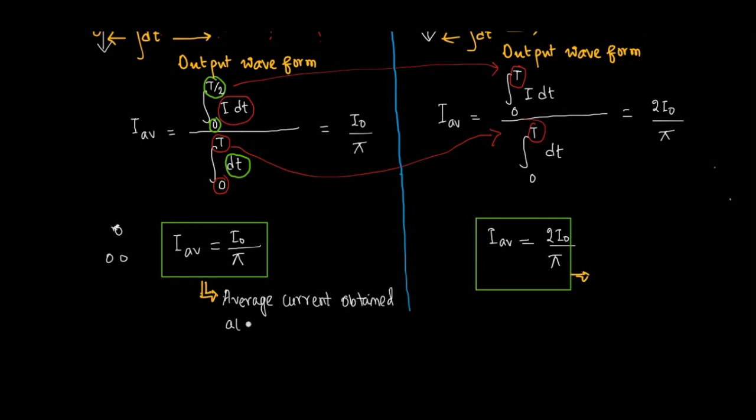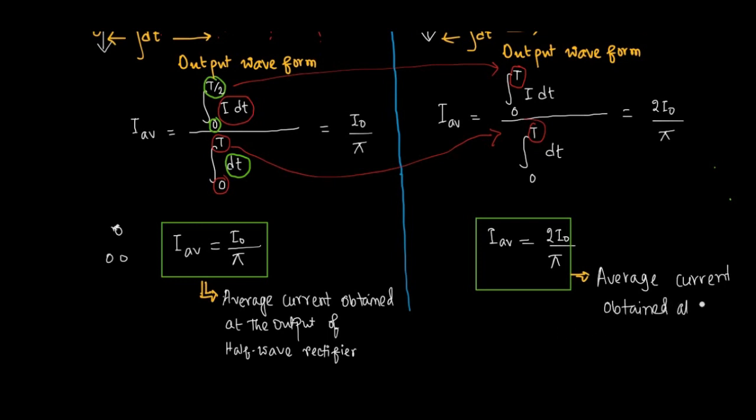I_AV is equal to I0 by pi, the average value of current obtained at the output of a half-wave rectifier. And on the right hand side, I_AV is equal to 2I0 by pi, the average value of current obtained at the output of a full-wave rectifier.